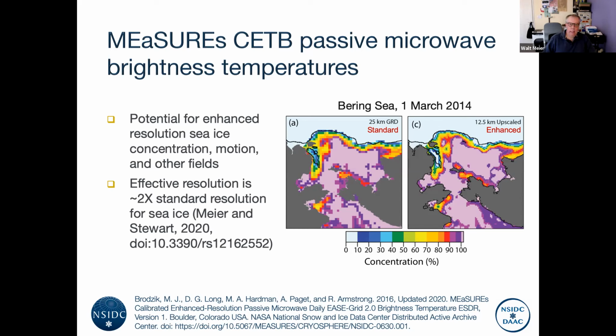So what we looked at was kind of the practical, what could you practically get out of it for sea ice? And what we've found is that you can easily get about twice the resolution, double the resolution of the standard product. So for a 25 kilometer sea ice concentration, which is what we standard distribute, we can actually get down to 12.5 kilometers, maybe a little bit higher. Mary Jo Brodzik and David Long are looking at this further, and I think they have a paper that will have some more definitive answers. But what we found was about double, which was quite good.